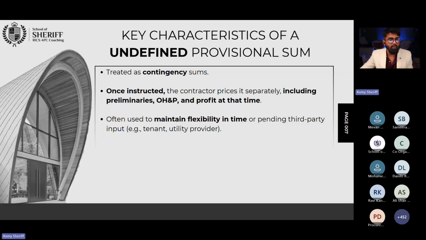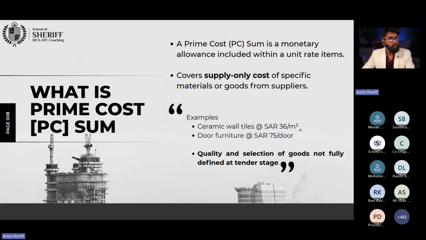We call it as what? PS. Okay, provisional sum means PS. Okay, just keep it. Right. So now we learn about provisional sum, right? We have two types, one defined and the other one is undefined. Now let's move to prime cost. Before we move to evaluation of prime cost and provisional sum, let's see what is prime cost. We call it a PC sum.